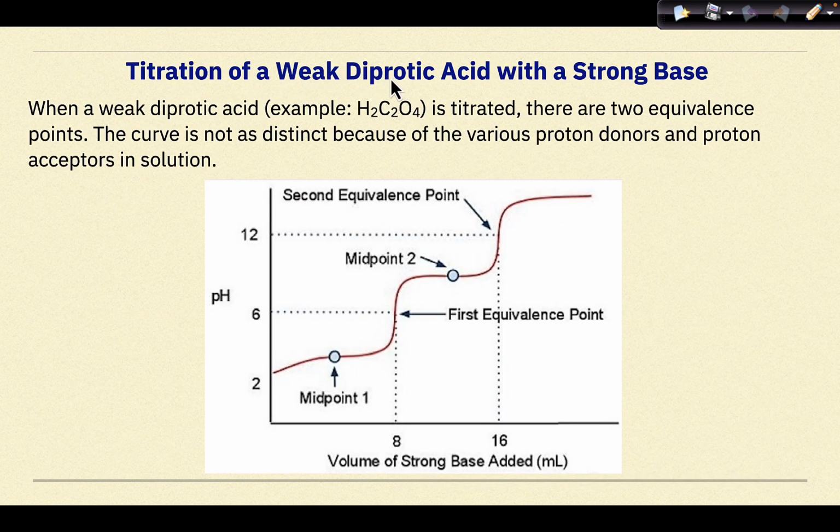Titration of a weak diprotic acid with a strong base. When a weak diprotic acid, for example H2C2O4, where more than one labile proton exists, is titrated, there are two equivalence points. The curve is not as distinct because of the various proton donors and proton acceptors in solution. So this is the area where the first hydrogen of the acid is removed, and this is the area where the second hydrogen of the acid is removed.